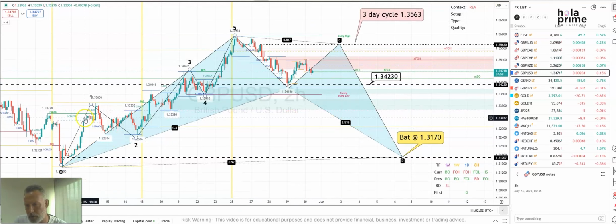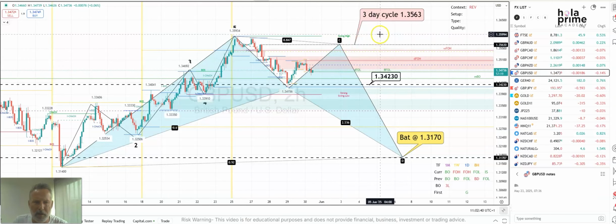So 1, 2, 3, 4, 5 should dictate that we're in this corrective A, B, C, D formation to the downside. Again, I've got a nice symmetrical pattern lining up at 131.70. At the moment, this shows a reversal. I've got 3 longs on the monthly chart, which basically says on a medium-term bias, I should be selling rallies. So selling at the top of this three-day cycle, which is at 135.63. But at the moment, we're moving higher in this pattern as the DXY moves to the downside.